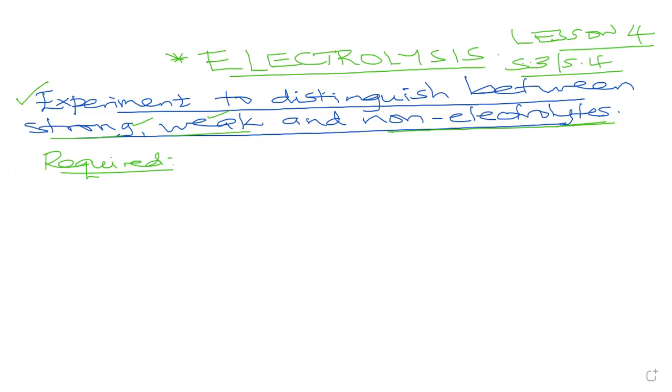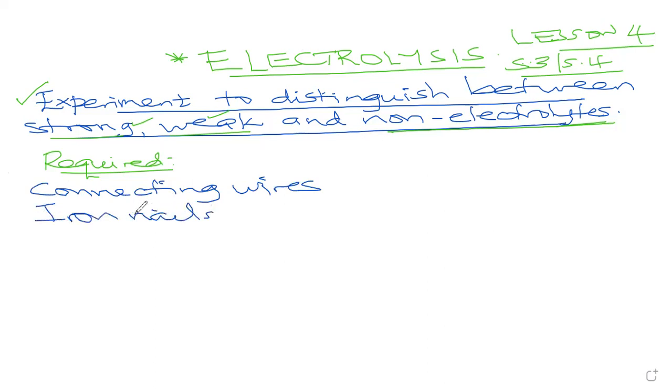For this experiment, we shall need connecting wires. We shall need iron nails. The iron nails, we shall see their role. We may use them as anode and cathode, but we shall see how useful they are going to be in this experiment.